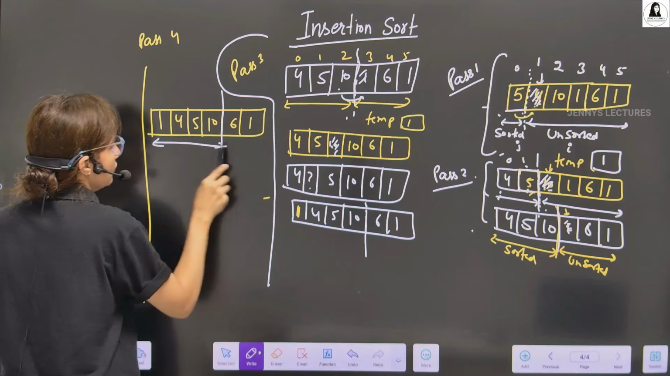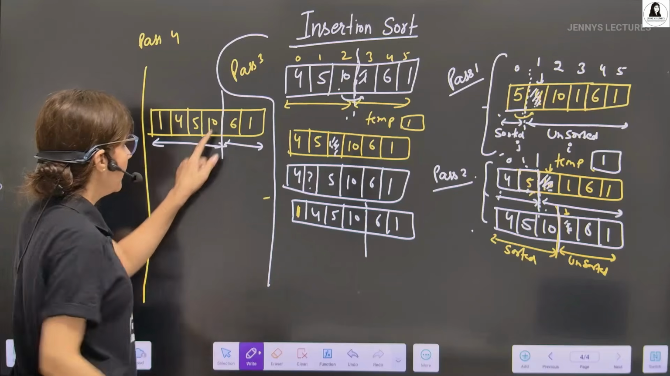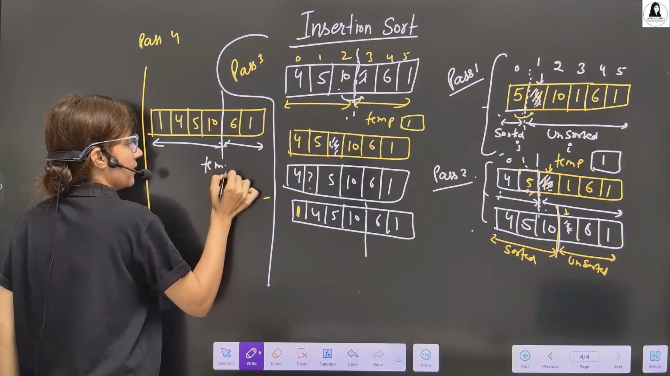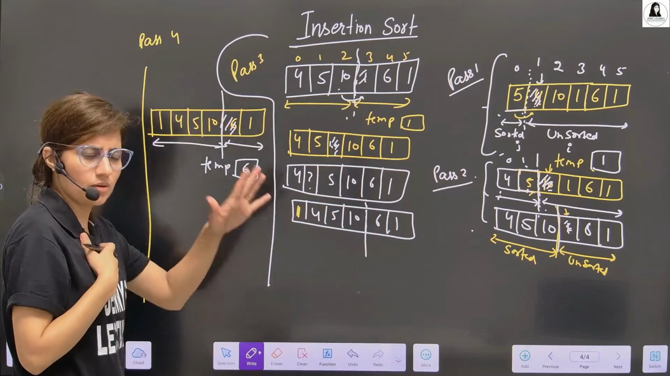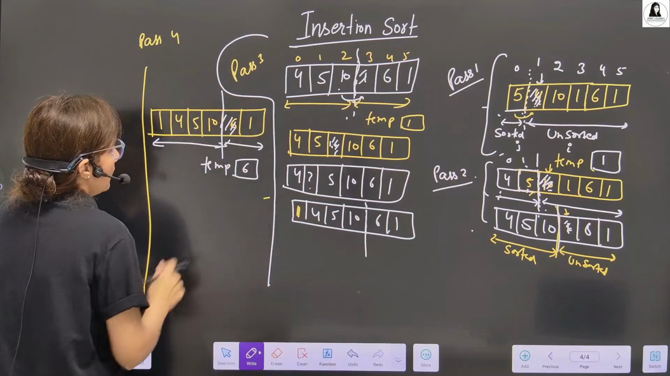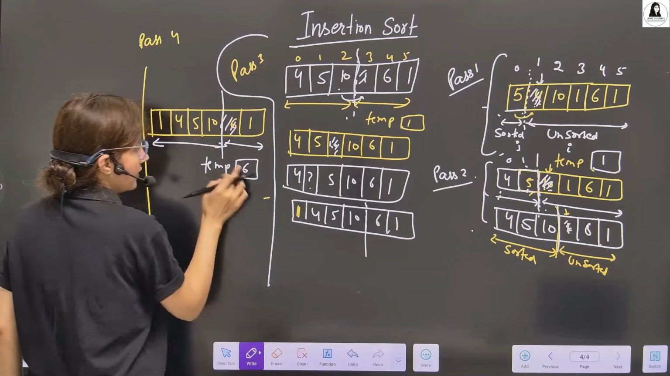This is the sorted portion, this is the unsorted portion. Now I'll take this. In my temp, I'll just store 6, and I'll consider that this is garbage for me, or a blank space. Now start comparing with 10.